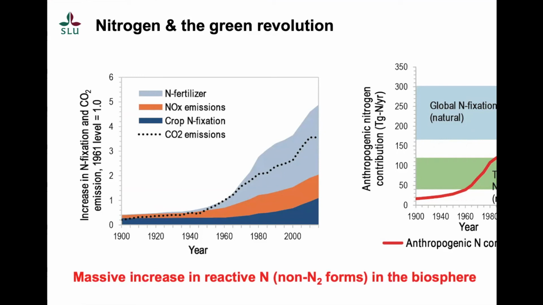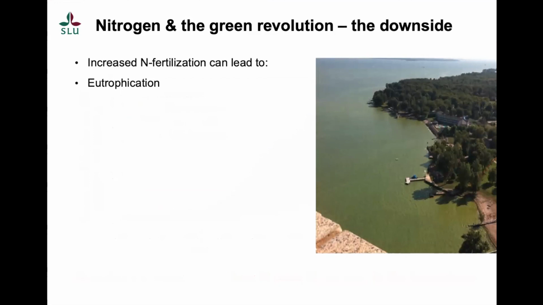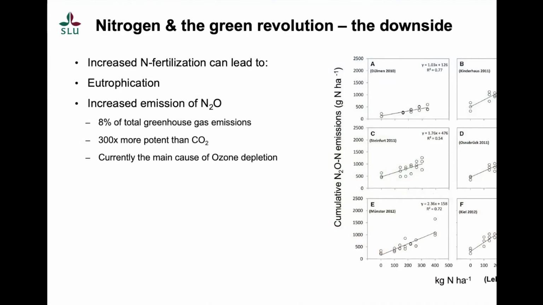So we have a massive increase of nitrogen into the biosphere. And that, of course, leads to eutrophication. But a big factor too, and this is what I work with, is that you have increased emissions of nitrous oxide, which is a very potent greenhouse gas. If we look at all the greenhouse gases, the major ones, nitrous oxide is 8% of that. So we have carbon dioxide, you have methane, you have nitrous oxide, and I think you have water vapor. And then there's a few other smaller ones. But the thing about nitrous oxide is that it's 300 times more potent than CO2 as a warming gas.